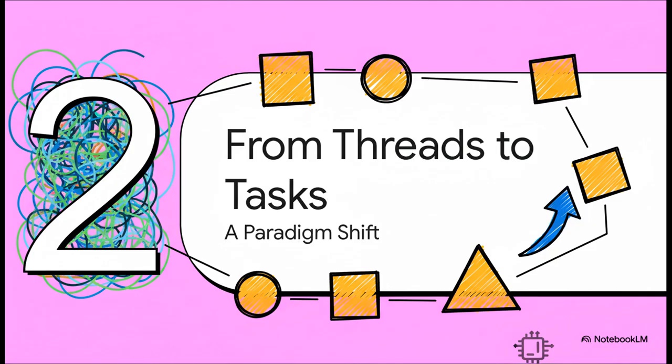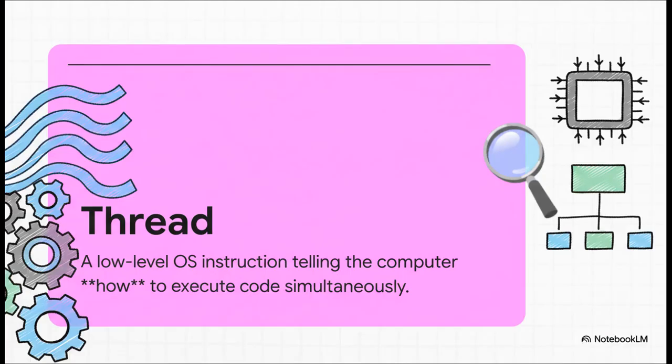It was time to get away from the low-level, nitty-gritty details of threads and move into the much more abstract world of tasks. For the longest time, everything was about threads. So what's a thread? Well, it's a very low-level, direct command you give to the computer's operating system. It's kind of like giving a team member a super detailed step-by-step checklist. You're telling them exactly how to do the job.